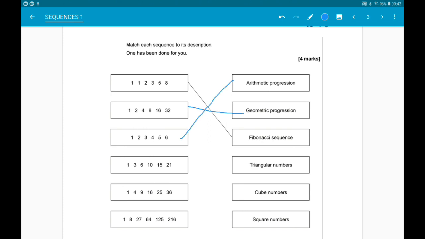Okay, now the next one, 1, 3, 6, 10, 15, etc. may not look familiar yet. So let's go on to the next. So 1, 4, 9, 16, 25, 36. Those are our square numbers. And then 1, 8, 27, etc. are cube numbers. So that must mean 1, 3, 6, 10, etc.